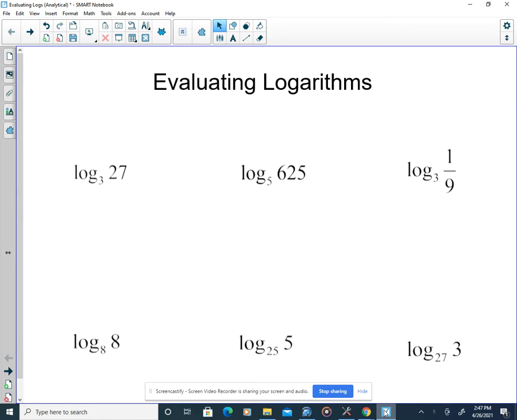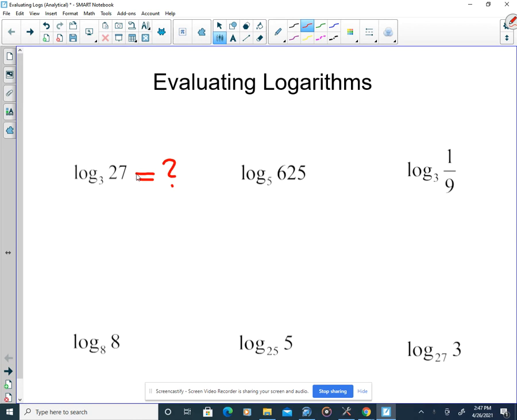So today we're going to be evaluating logarithms. If we look at this first example, we've got log base 3 of 27. We have no idea what log base 3 of 27 is, so let's just say it's equal to a question mark since we don't know what it is. Now we're going to try to get it into a form that we know how to work with.